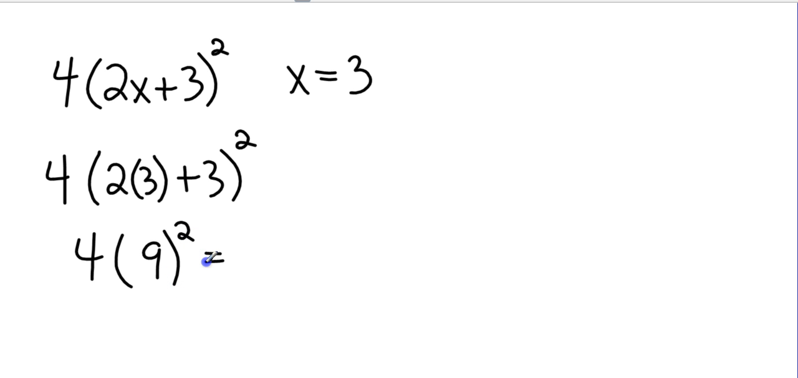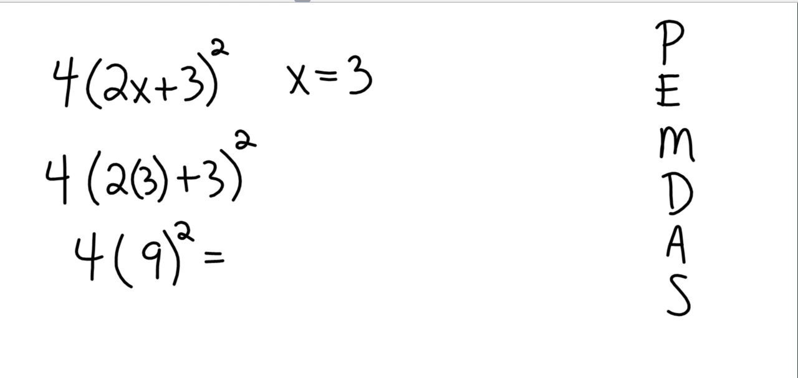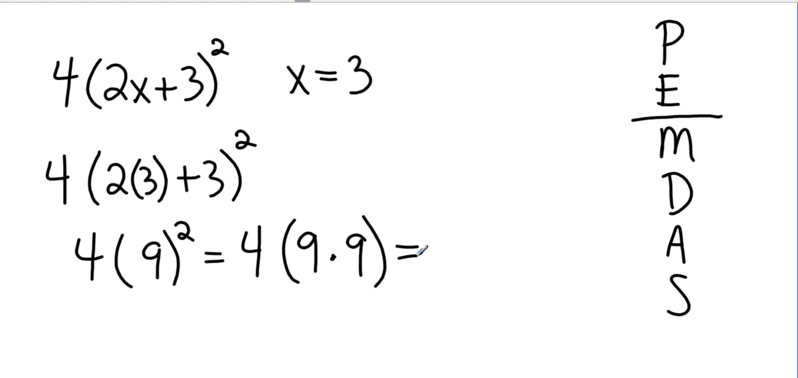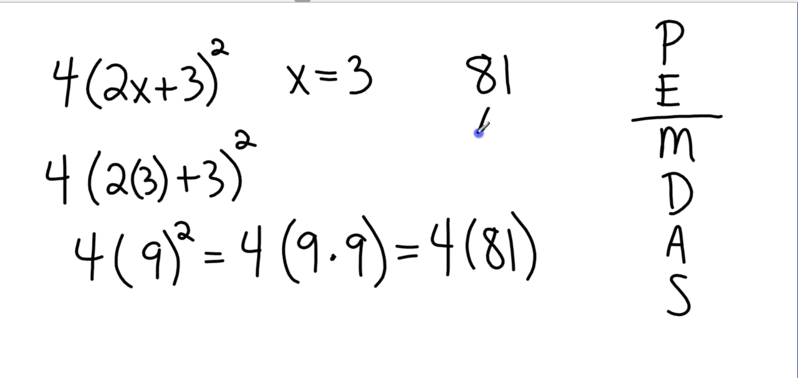Now, PEMDAS comes in effect right here. I now have multiplication, and I also have exponents. So which one comes first? If I go over here on my list, exponents comes first. So what is 9 to the 2nd power? This means 4 times 9 times 9. 9 to the 2nd power is 9 times 9. That's going to end up with 4. 9 times 9 gives me 81. And then I'm going to do this the long way just to show you, 81 times 4. I end up with 324.